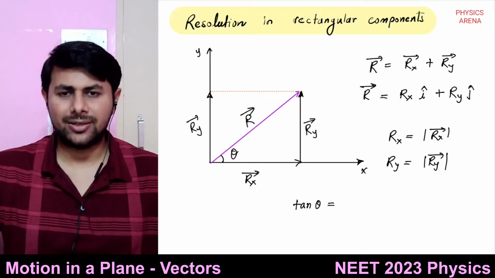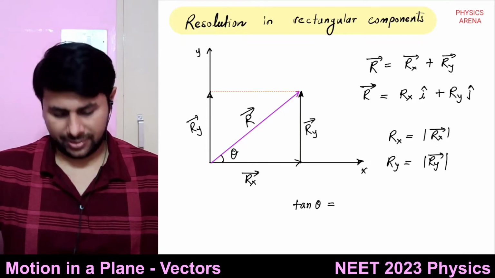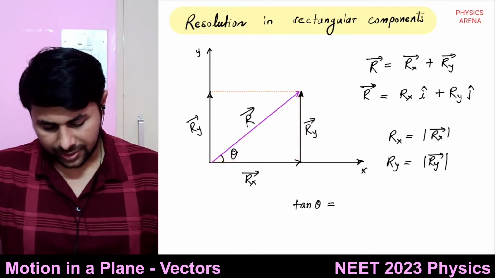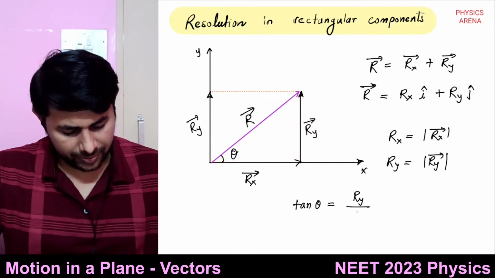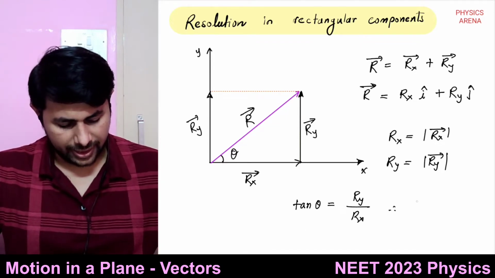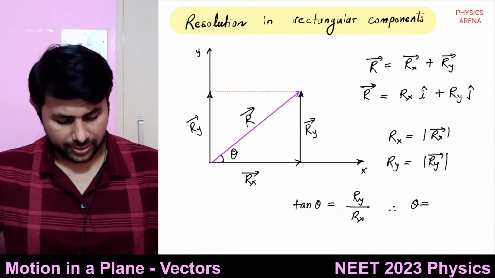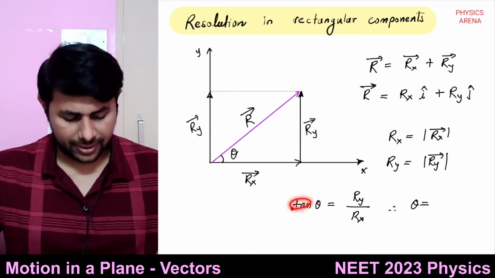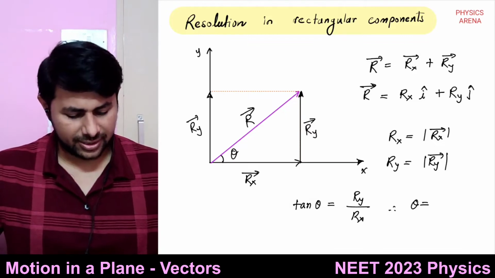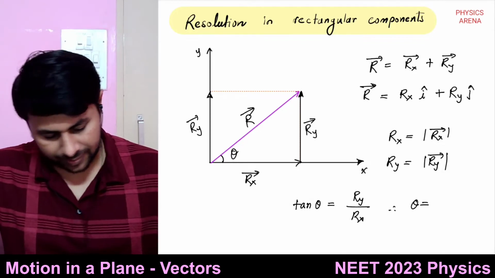What will be tan of theta here? Ry divided by Rx. The length of opposite side divided by length of adjacent side, right? So it is Ry upon Rx, and therefore I can say theta equals, so I will take tan inverse on both sides of the equation. If I take tan inverse of tan, it gets cancelled out, the function and its inverse function get cancelled out. So what do you get? You get tan inverse of Ry divided by Rx.